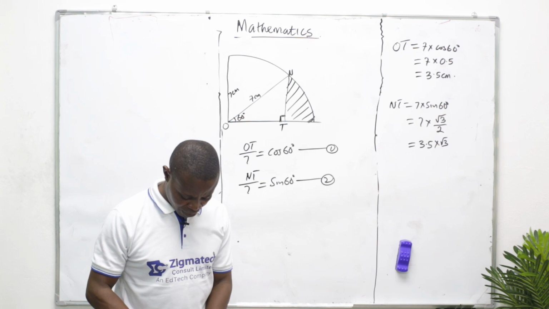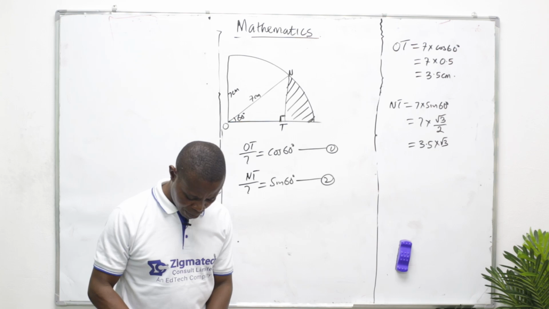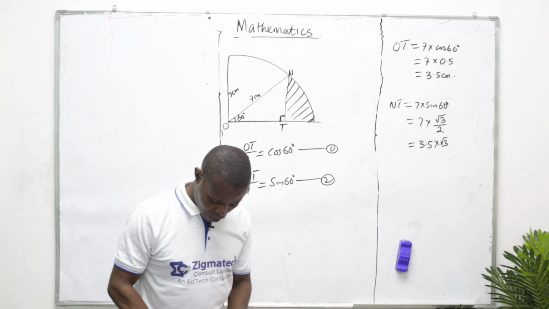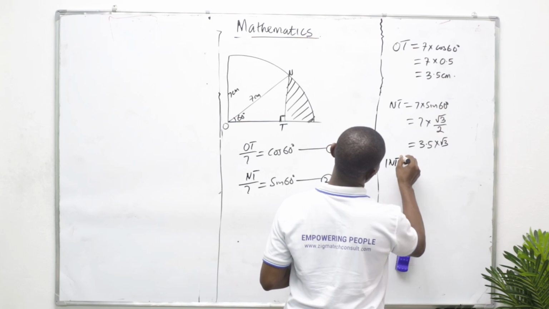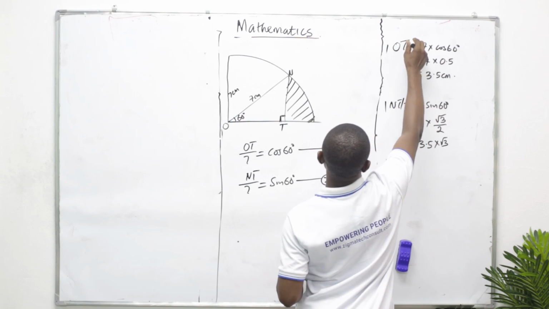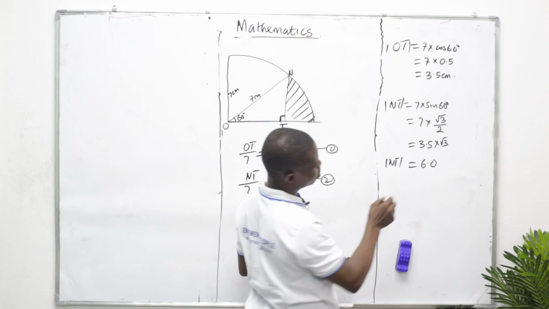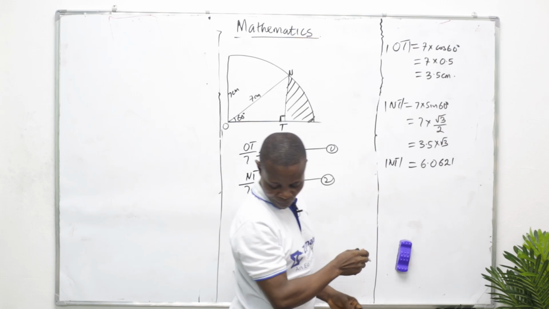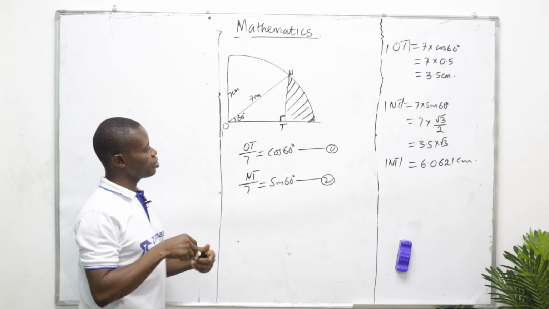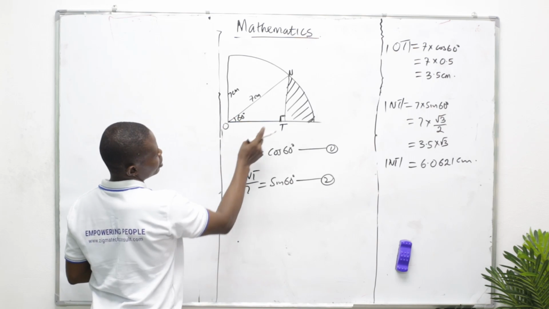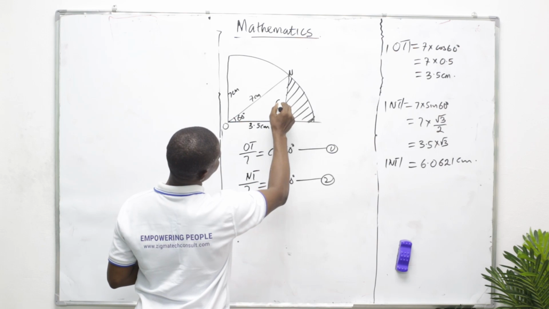Now 3.5 multiplied by root 3. 6.0621. You can do it this way, that is the side of this, equals 6.0621 cm. Good. You come back to the question. Recall that OT is 3.5 cm.